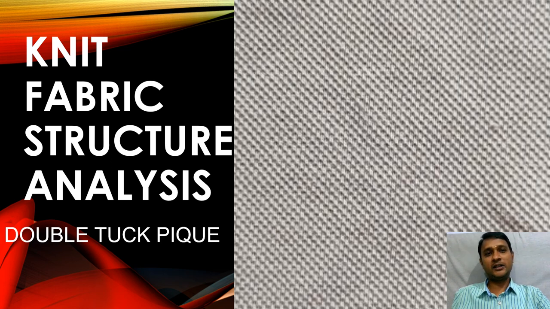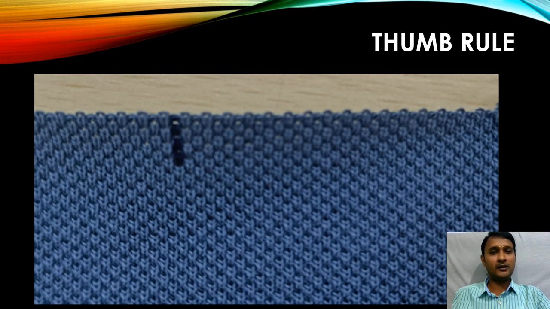It is a continuation video of my previous video, Knit Fabric Structure Analysis of a Single Tuck PQ Fabric. In this video, we are going to learn about Knit Fabric Structure Analysis of a Double Tuck PQ Fabric. As usual, we need to follow our thumb rule as a mandatory operation. Need to remove the loosened threads, followed by need to draw the vertical line to make sure our knit fabric structure analysis is the perfect one.